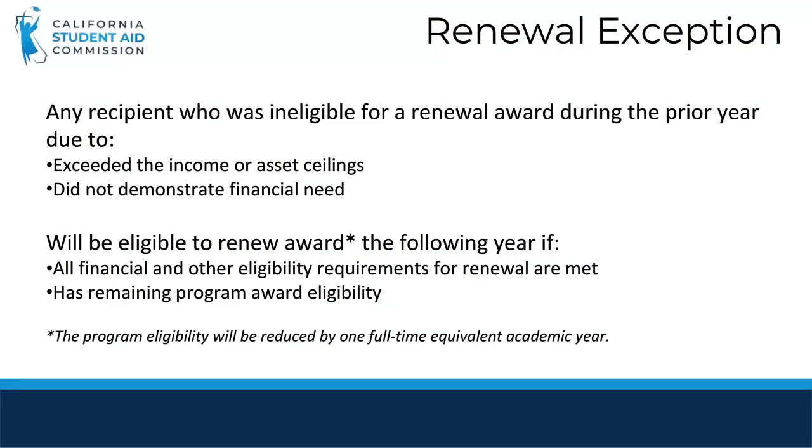There are some renewal exceptions. Any recipient who is ineligible for a renewal award during the prior year due to exceeding the income or asset ceilings or not demonstrating financial need will be eligible to receive a renewal award if all eligibility requirements for renewal are met and they have remaining program award eligibility. Please note that the program eligibility will be reduced by one full-time equivalent academic year.